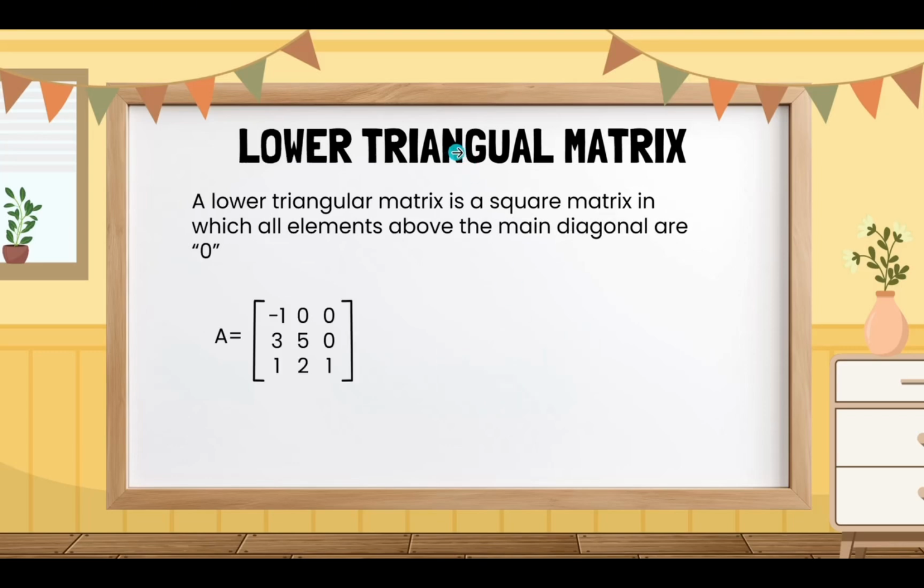Next, the lower triangular matrix. The lower triangular matrix is the opposite of the upper triangular matrix. It is a square matrix in which the elements above the main diagonal are equal to 0. So above the main diagonal needs to be all equal to 0. So it's only the lower triangle that has values in the matrix.